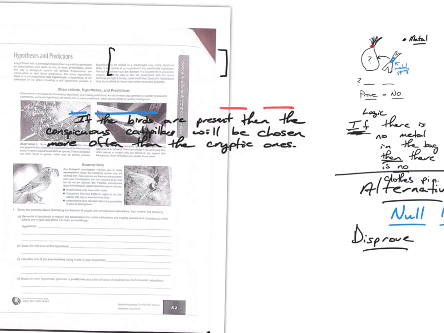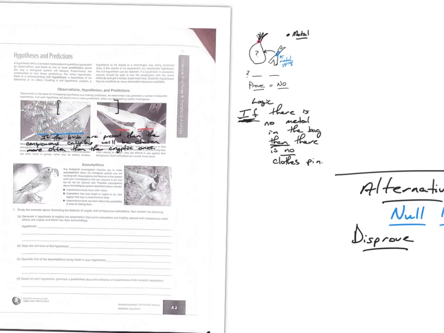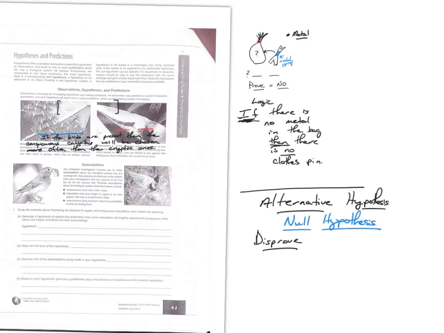Now state the null hypothesis. What would be the null hypothesis? You've got to figure that out because we've run out of time, and you see why I wanted to hurry up. The alternate hypothesis would be that if the birds are present, then the conspicuous caterpillars will be chosen more often. Do you agree? If this is the hypothesis, then the null hypothesis would be that they will not be chosen. Does that make sense?